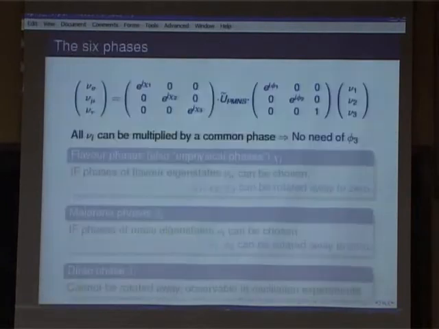Now let's go to what these phases do. Firstly, we have complete freedom in choosing the individual phases of u1, u2 and u3. Okay, so this is what I have. Let's go step by step. So U PMNS I divide into 3 parts. I put the row phases here, the column phases here, and this part which consists of rotations in 1 2, 2 3 and 1 3. I write them as U13.